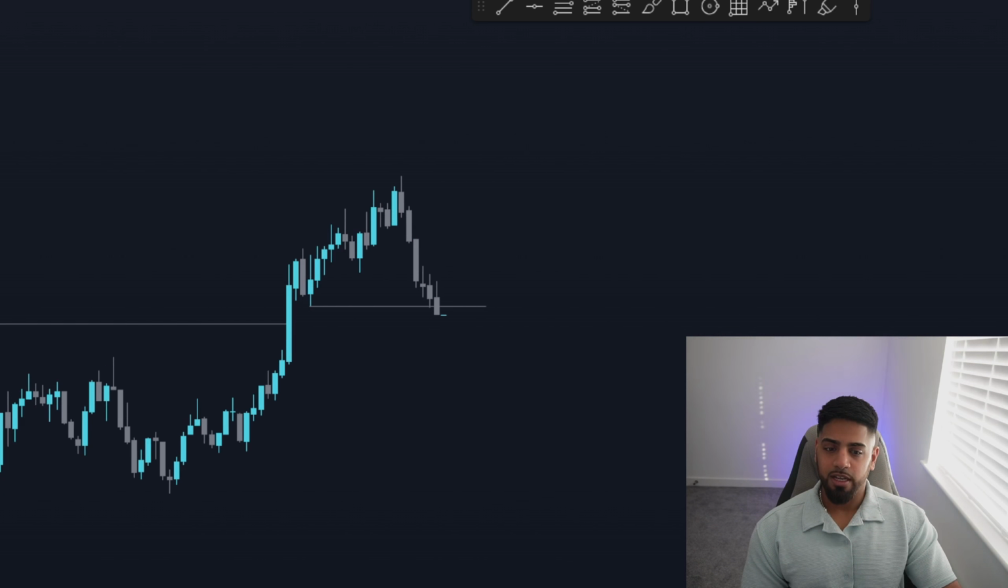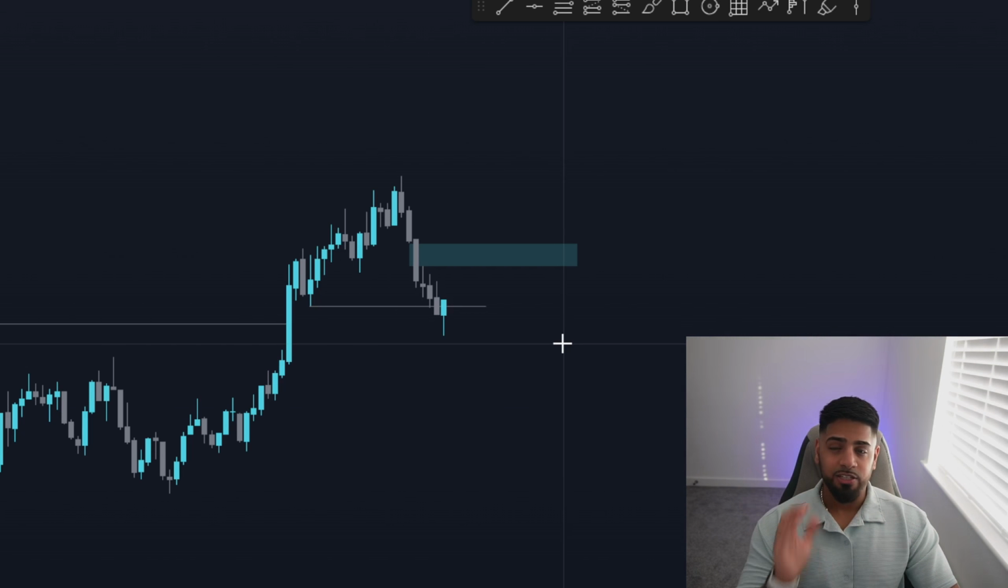So let's play price on, and then we can see that right there, the market goes ahead and breaks to the downside. So now that we've got the indication that the market wants to go lower, we can now identify the fair value gap or the order block which caused that market structure shift.